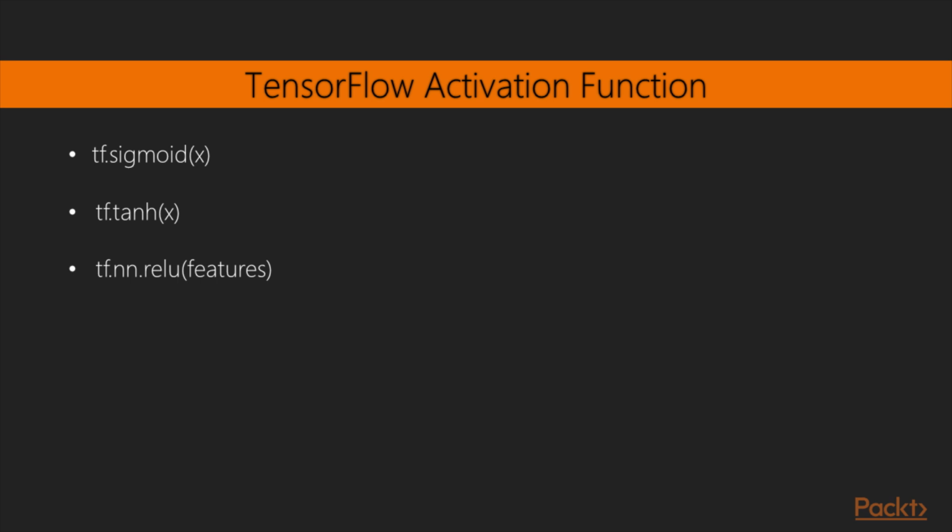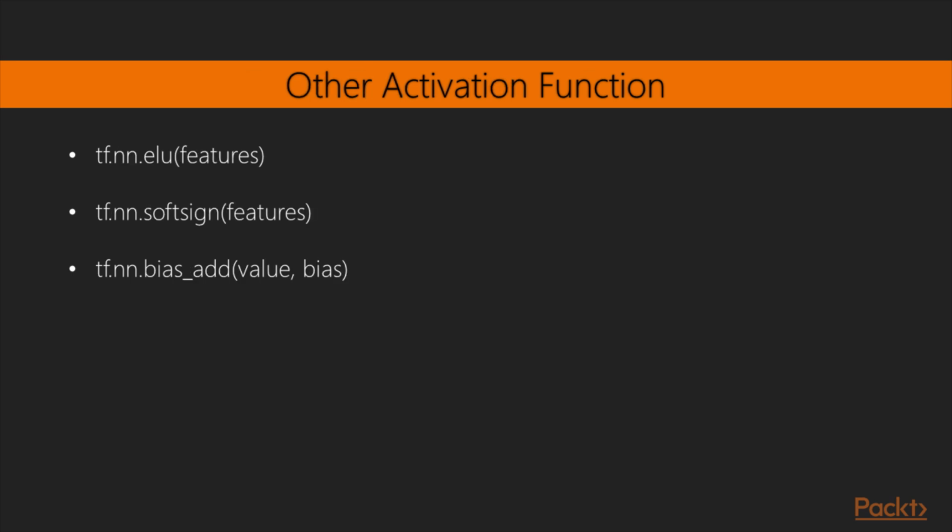TensorFlow activation functions. Most commonly used functions for TensorFlow navigation. tf.sigmoid(x), the standard sigmoid function. tf.tanh(x), hyperbolic tangent. tf.nn.relu(features), ReLU transfer function. Other functions for TensorFlow navigation. tf.nn.elu(features), computes exponential linear. tf.nn.softsign(features), computes softsign. tf.nn.bias_add(value, bias), adds bias to value.